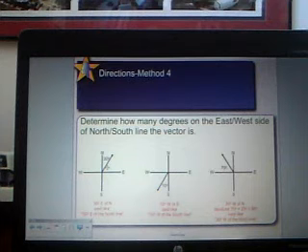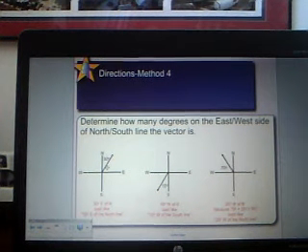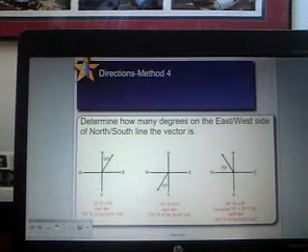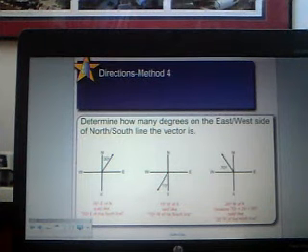Some people like north, south, east, west. Some people like left and right when you're giving regular directions. It's kind of the same thing here. It just depends on what the person's preference is, how they give you directions for the vector.